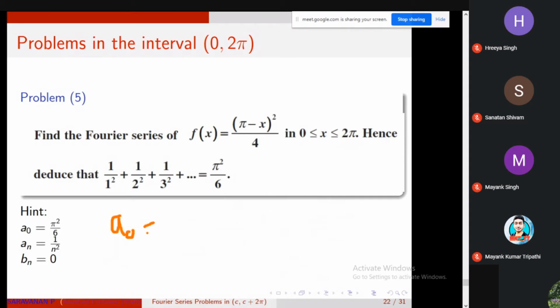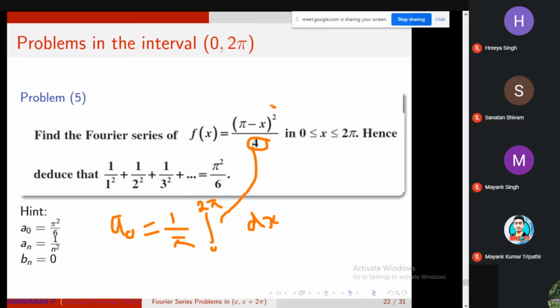What is the formula for a0? 1 by pi, integral 0 to 2 pi. Let's write down the limits 0 to 2 pi. You have to substitute this f of x into dx. The constant we can take out.